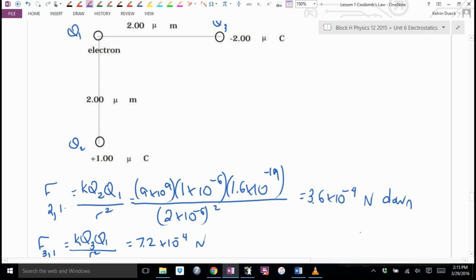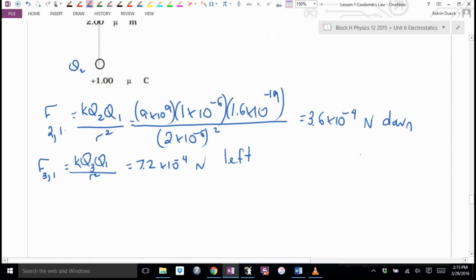Direction. To the right or to the left? Left. Why left? Because they're both alike, so they repel. Well, an electron is negative, and charge 3, it tells me, is negative. So, left.